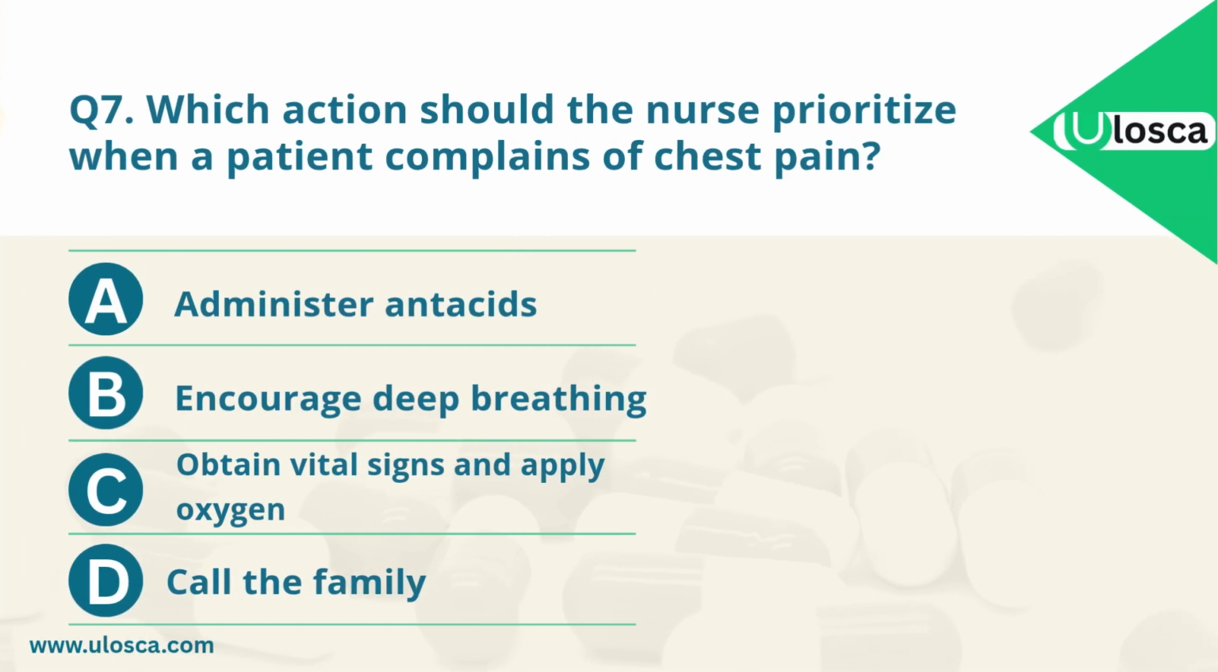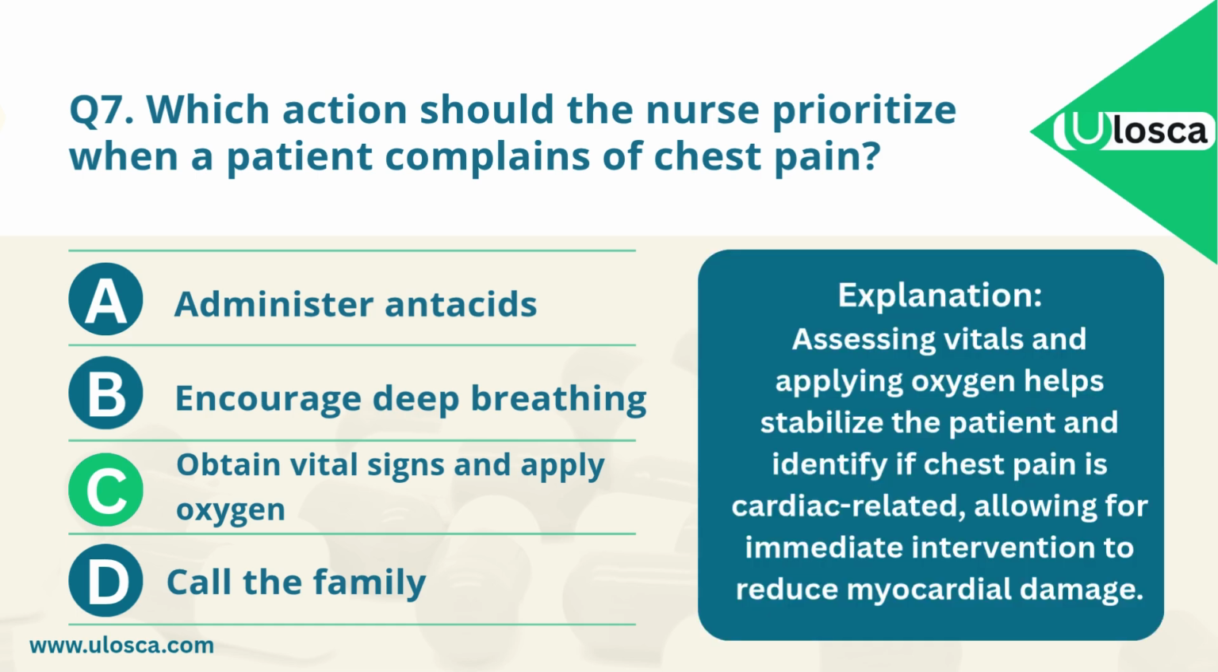The correct answer is C. Obtain vital signs and apply oxygen. Explanation. Assessing vitals and applying oxygen helps stabilize the patient and identify if chest pain is cardiac-related, allowing for immediate intervention to reduce myocardial damage.